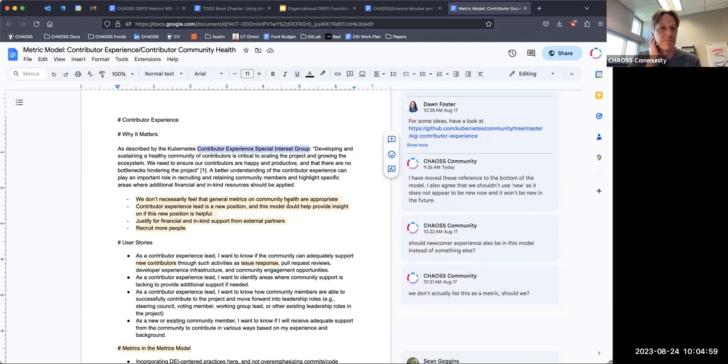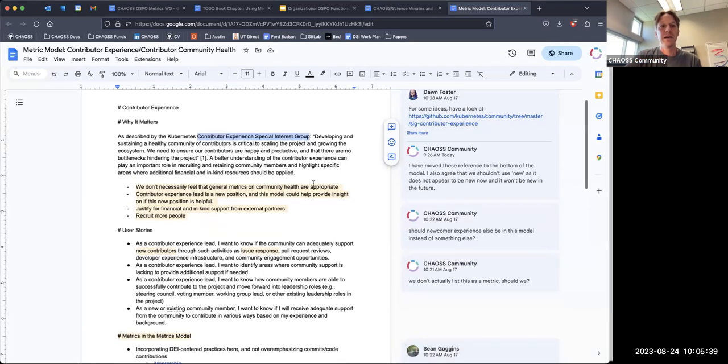The idea is helping to sustain community members and reduce bottlenecks within the project. If people are stumbling on particular things, they try to identify those things and remove them. It's a really deep set of things that they think about, and it's pretty interesting to read. So I reworked the narrative, relying on that Kubernetes description, because if somebody's already written something well done, why don't we just use that? Then I added that it plays an important role in recruiting and retaining members, as well as understanding where financial and in-kind resources should be applied.